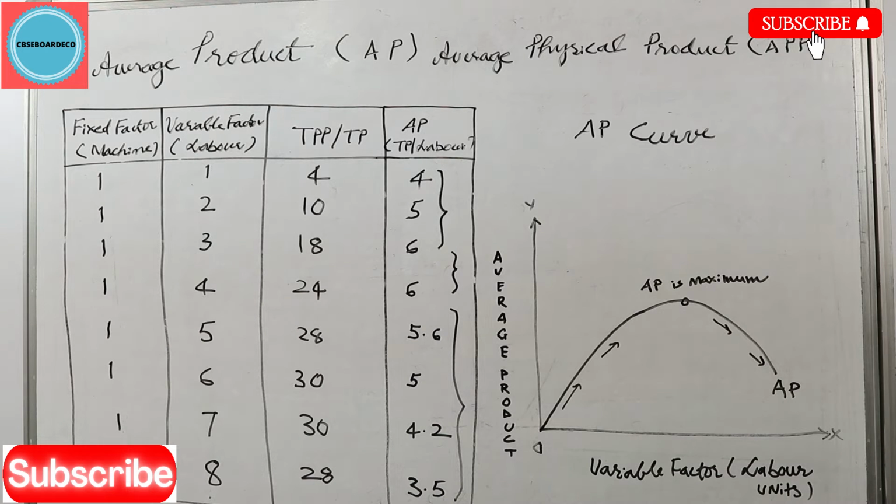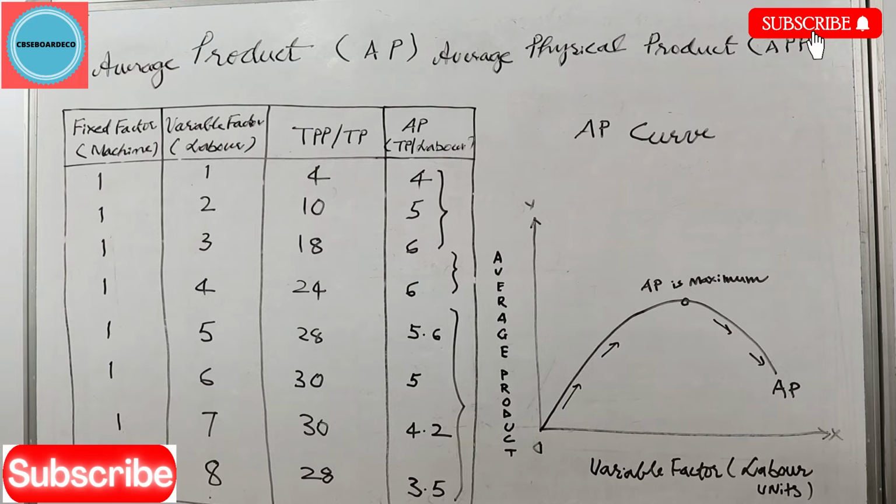We went on increasing the labor units on the same machine. So what happened to TPP? You can see it here, total product: the first laborer is giving you 4 units of output. 2 laborers are giving you 10. So you can see the average product here.